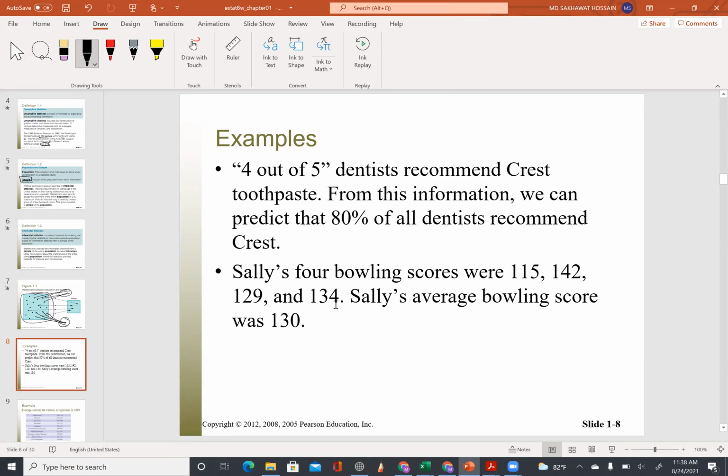So here is another example. Sally's 4 bowling scores were 115, 142, 129, 134. So the average bowling score is 130. Only based on 4 bowling scores, we calculated the average and found it is 130. And we are making inference about all of Sally's bowling scores, right?